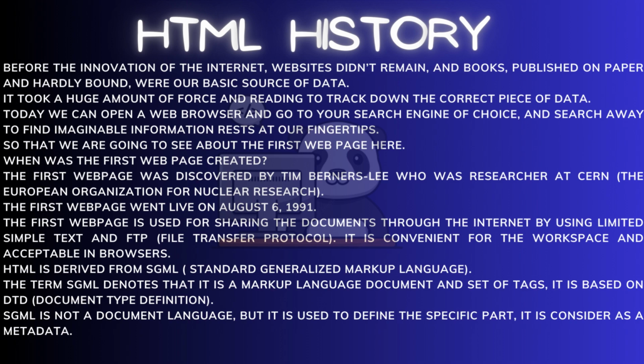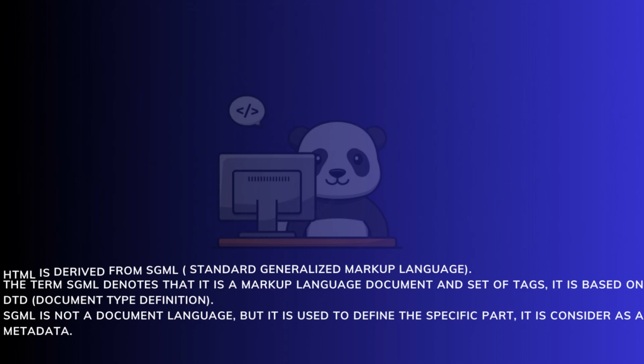HTML is derived from SGML, Standard Generalized Markup Language. The term SGML denotes that it is a markup language document and a set of tags. It is based on DTD, Document Type Definition. SGML is not a document language, but it is used to define the specific part. It is considered as metadata.